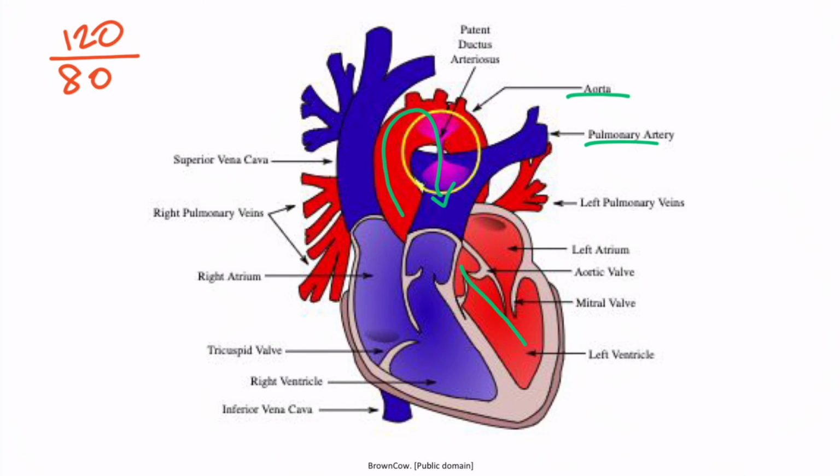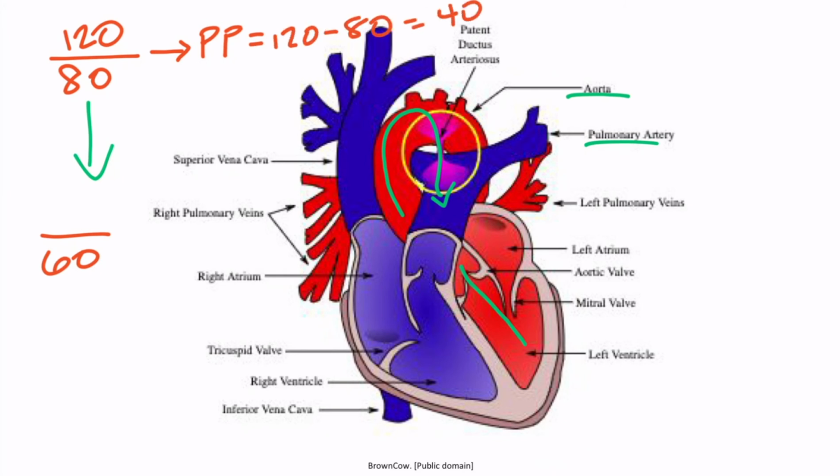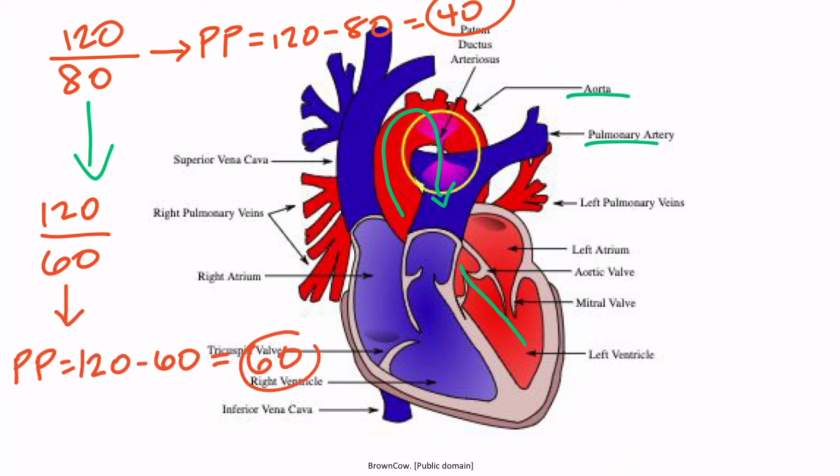So in this case, let's say it drops to 60. Pulse pressure is the difference between the systolic and diastolic blood pressure. So in a normal patient, we'd get 120 minus 80, which is 40. In our PDA example, the diastolic blood pressure has decreased. So if the systolic pressure is still 120, but now the diastolic pressure is 60, for our pulse pressure, we'd get 120 minus 60, which is 60. In other words, the pulse pressure has widened.